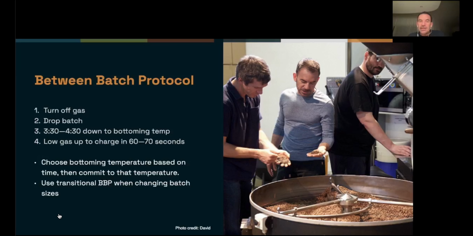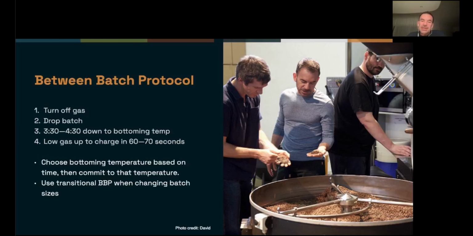At some low gas setting, and then make that your charge temperature. So we're finding the bottoming temperature by seeing where we're at with 4 minutes of gas being off, and we're finding the charge temperature by using a low gas setting, waiting about 60 seconds and saying, okay, I'm usually at about this temperature after 60 seconds.